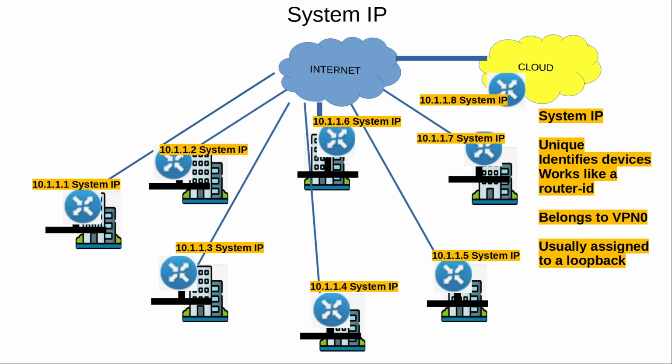Every single edge device will have a different system IP. It must not be repeated, and think of it as a router ID. It must be unique, it belongs to VPN 0, and it is usually assigned to a loopback.